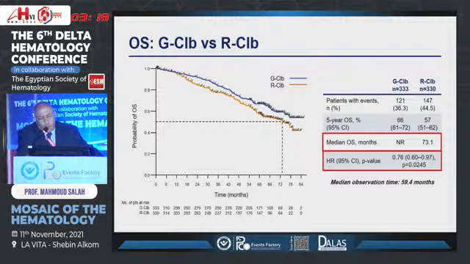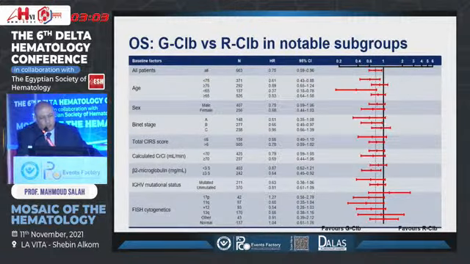Also, the median overall survival was not reached in the Gazyva chlorambucil arm, and was around 37 months in the rituximab and chlorambucil arm. Also, the overall survival in the Gazyva chlorambucil arm was better compared with the rituximab and chlorambucil in all subgroup analyses.